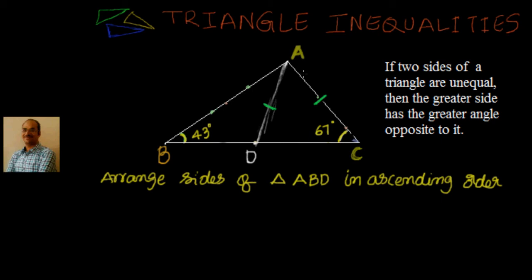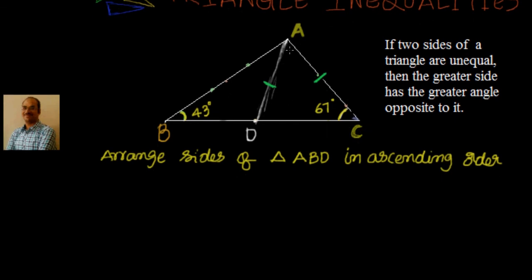In the last video, we have seen triangle inequalities and the theorem which states that if two sides of a triangle are unequal, then the greater side has the greater angle opposite to it, or the greater angle has the greater side opposite to it. Which means that if you have a side which is greater in length, then the angle opposite to it is greater, or if the angle is the greatest, then the side opposite to it is greatest. So let's try to solve this problem applying the concept whatever we have learned.